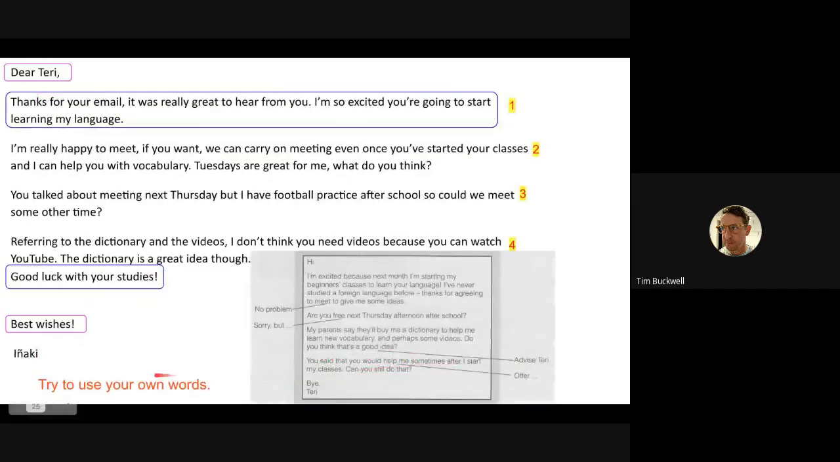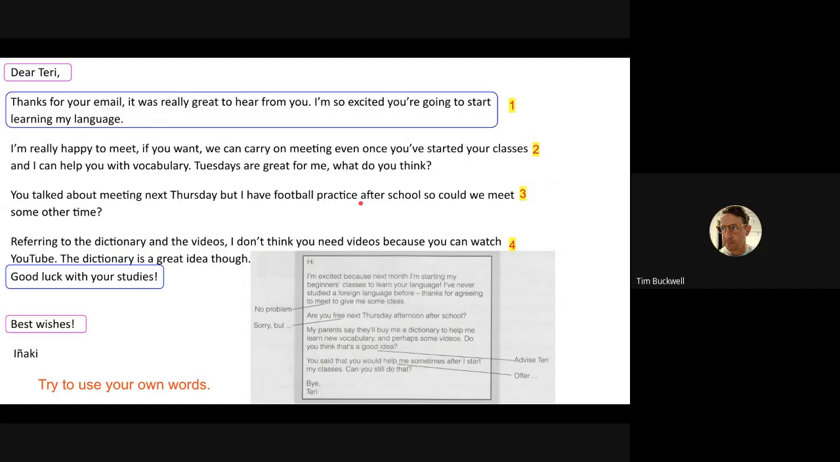And then the next point was to try to use your own words. We try not to copy the words which are in the question. Obviously, sometimes you will have to use some language. For example, we've used the word vocabulary. We talked about a dictionary or watching some videos. So yes, we have used the words dictionaries and videos, but then we try to use our own words to describe the situation. Are you free next Thursday? He says, you talked about meeting next Thursday. We didn't copy the words, I am free next Thursday.